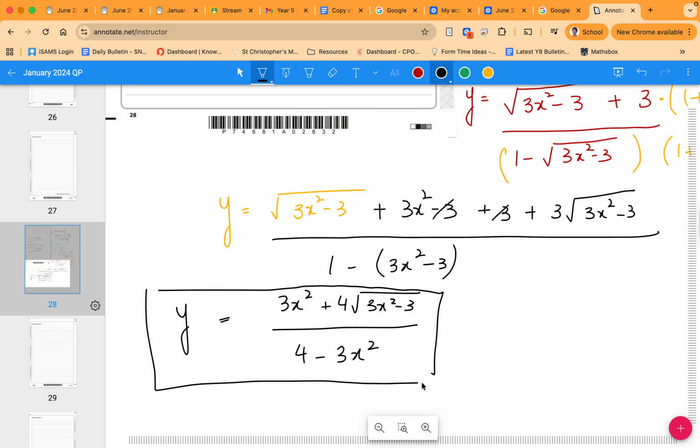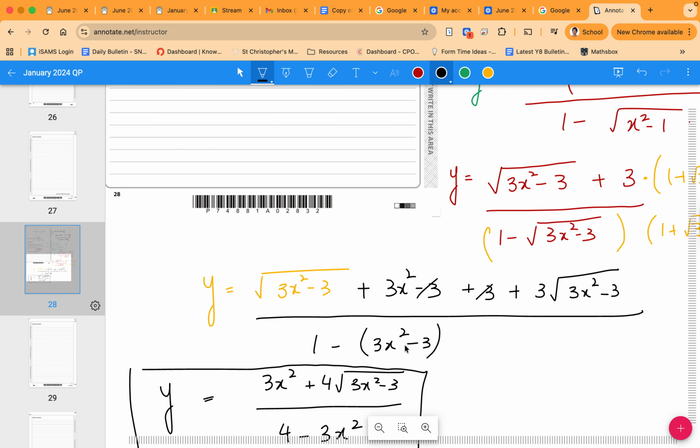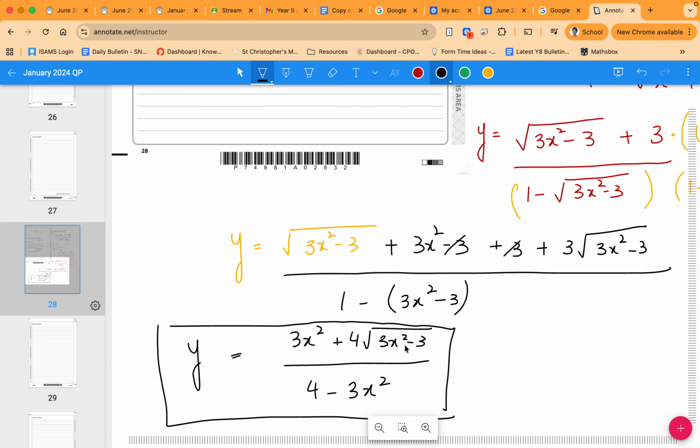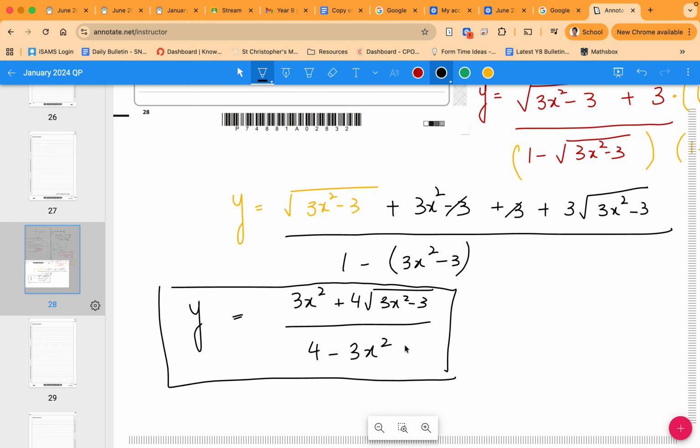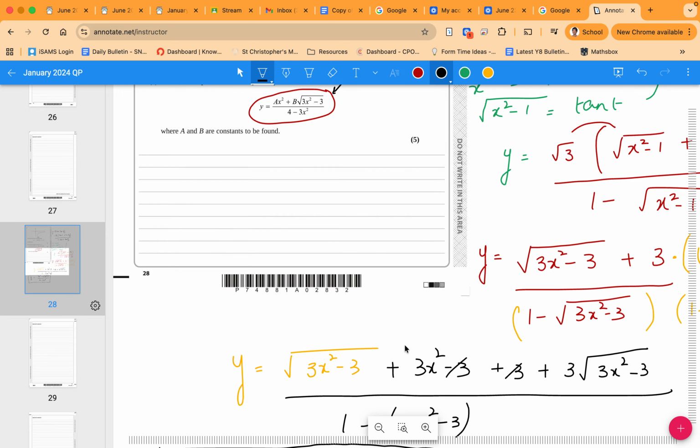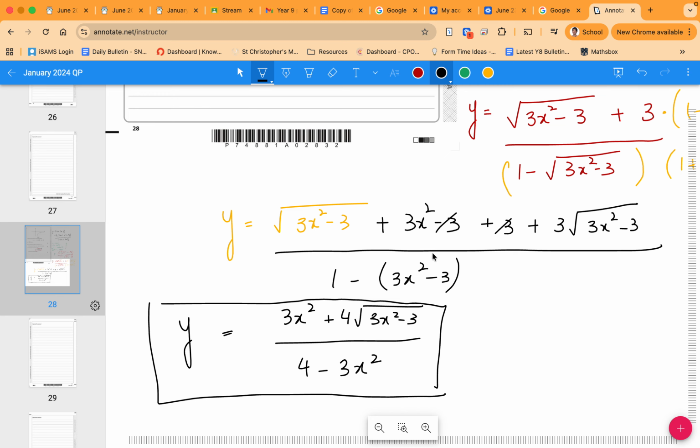So I've manipulated this, and you get exactly what you're looking for here on the top. So it's ax square plus b times root of 3x square minus 3, and there we go, over 4 minus 3x squared. That's your final answer.